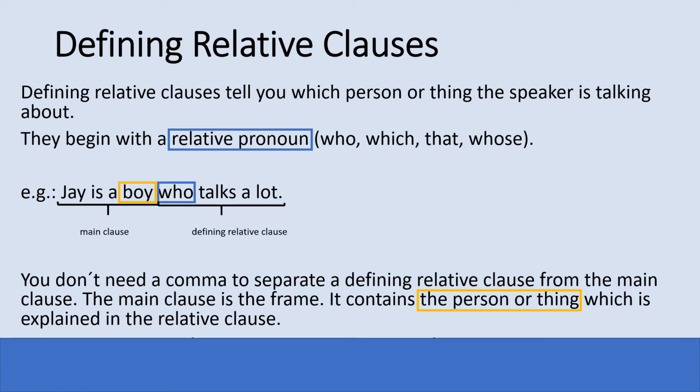The other part of the sentence is called the main clause. You don't need a comma to separate a defining relative clause from the main clause. The main clause is the frame. It contains the person or thing which is explained in the relative clause. In this case, the person or thing which is explained in the relative clause is boy.